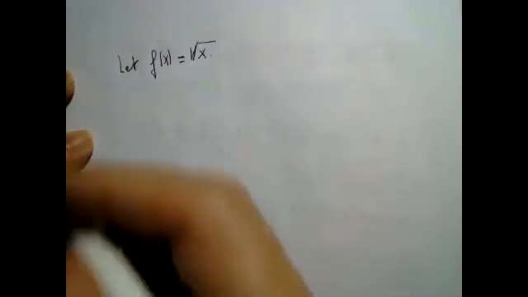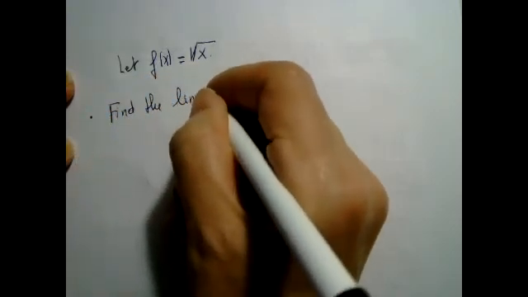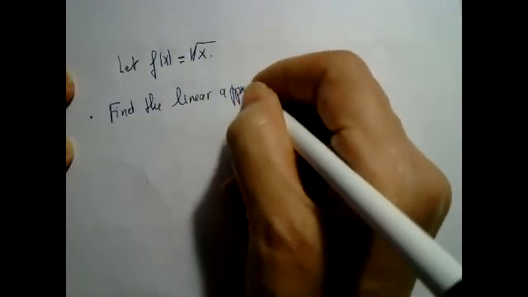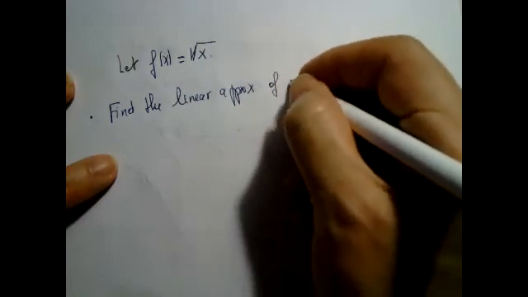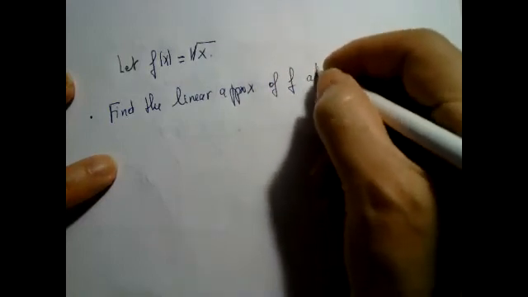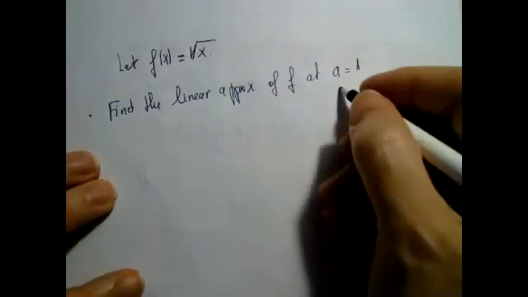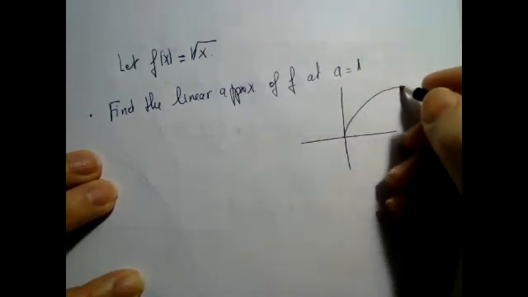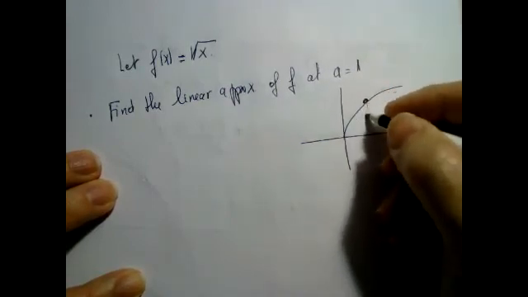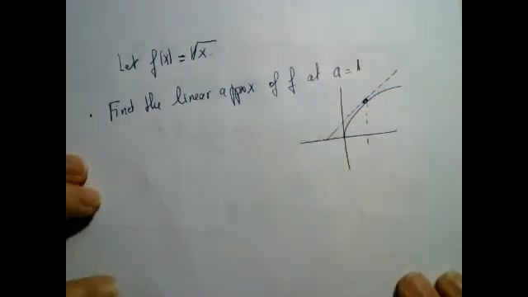Okay, very example. Question is, find the linear approximation. That's another way of saying find the Taylor polynomial of degree 1. Find the linear approximation of f at the point a equal to 1. Means we're going to approximate the function square root of x by its tangent line at 1. So this is right here, this is a 1. Basically, the linear approximation means find the equation of the tangent line.